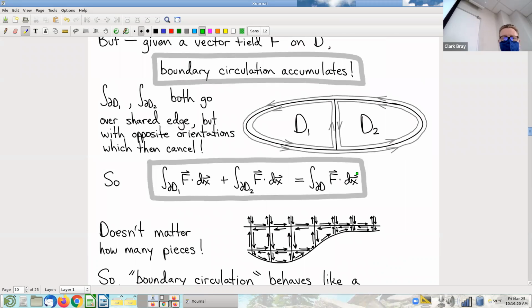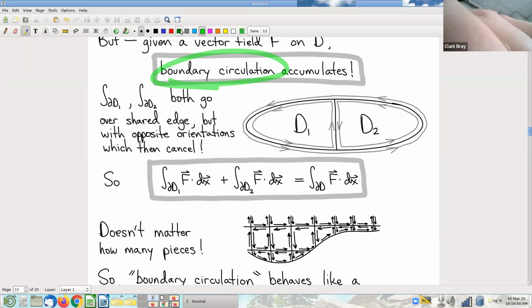And arguably the biggest point about Green's theorem is that boundary circulation, this quantity, is an accumulating quantity. If you give me a two-dimensional region, I can look at the boundary and compute the circulation of a given vector field on that boundary. That quantity is accumulating, which is super weird because it doesn't seem like it ought to be. It seems like a silly math game, right? But it is. Boundary circulation accumulates.